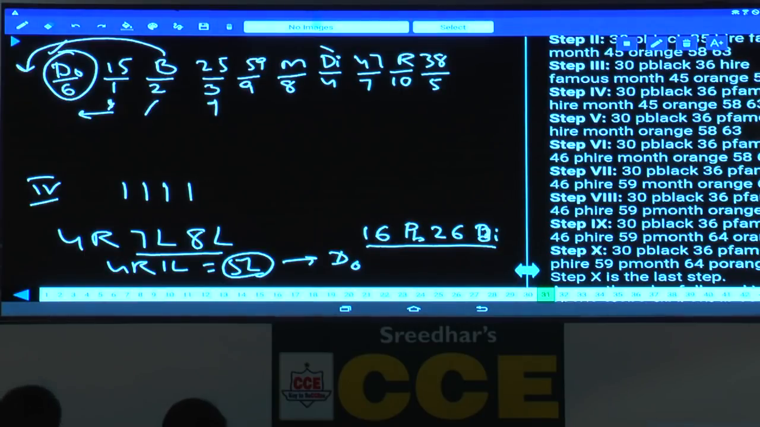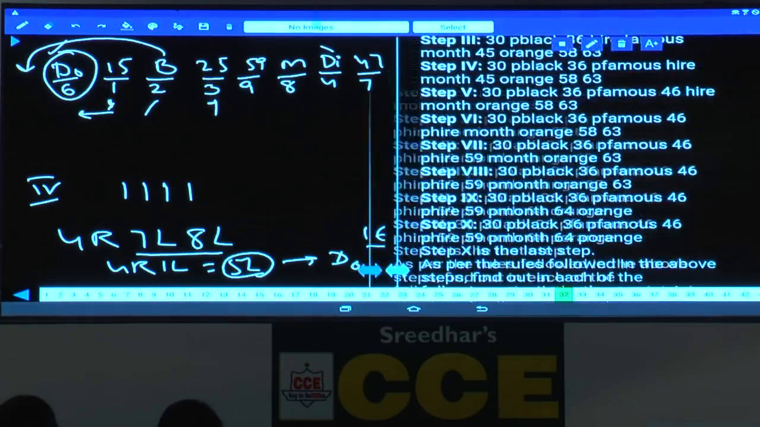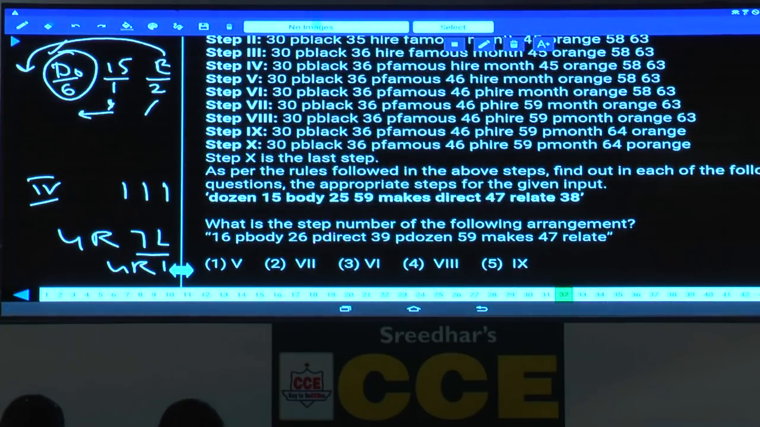Then question number 32. Yes, what is given in this 32 here? What is the step number of the following arrangement? Now here he has given this arrangement, then he is asking what that one is. Now 16 is arranged here. As 16 is arranged, 15 has become 16, meaning 1 step is required. Now this is step 1.